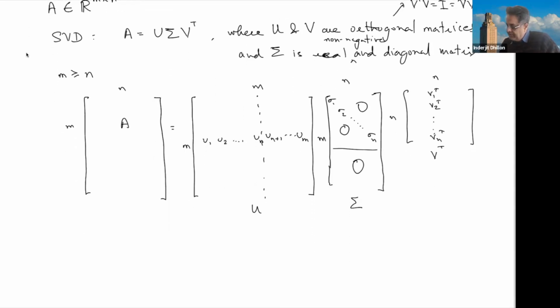So this matrix U consists of left singular vectors. Sometimes it's called the matrix of left singular vectors. Maybe it's better if I make the arrow pointing from here. So these vectors U1 through UN plus 1 through UM are called left singular vectors because they appear on the left of the decomposition. Similarly, these are the right singular vectors.